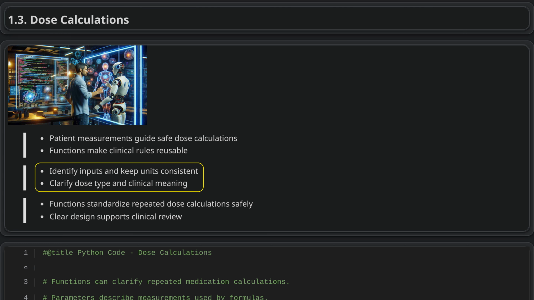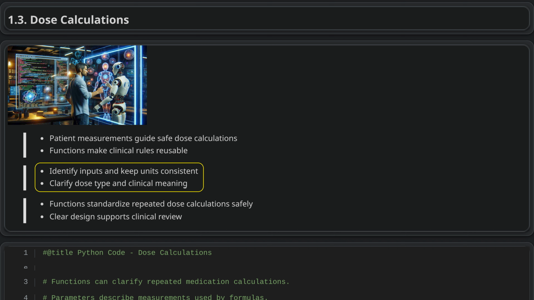When designing a dose calculation function, first define the required measurements and keep units consistent. The function should make clear whether it calculates a total daily dose, a single administration dose, or a conversion between the two, because a correct number can still be unsafe if its meaning is unclear.